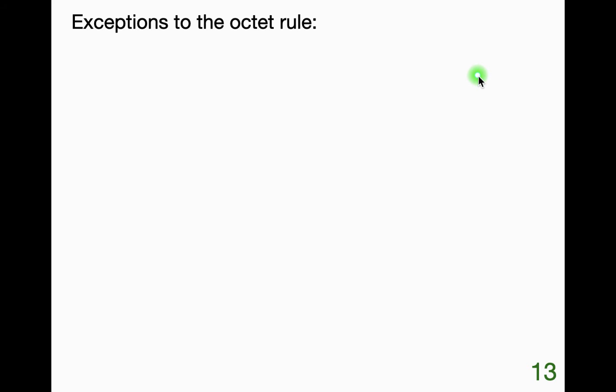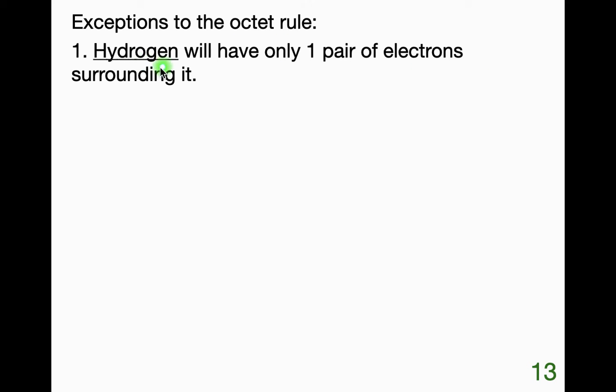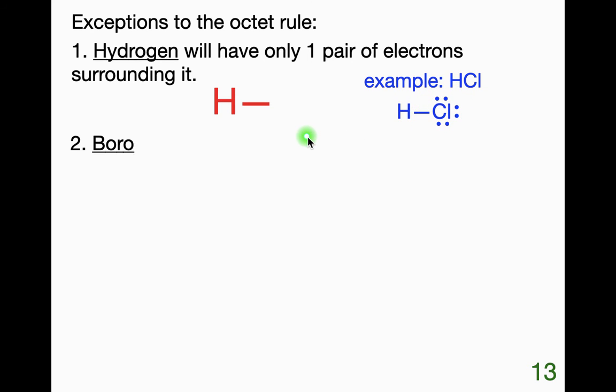Okay, our exceptions to the octet rule. As we've already discussed, hydrogen will have only 1 pair of electrons surrounding it. So it just has that 1 dash, like the one-armed element, as I said. If ever you see a dash and dots, or a double bond or triple bonds, or anything other than a single dash, it's going to be wrong. So please don't do that. So for example, if you're asked to draw the Lewis structure for hydrogen chloride, this would be its Lewis structure. Of course, chlorine would obey the octet rule, but not hydrogen.